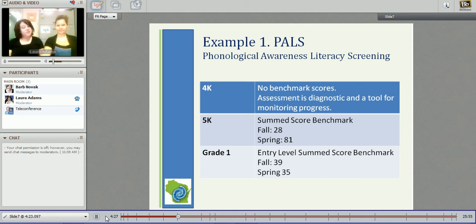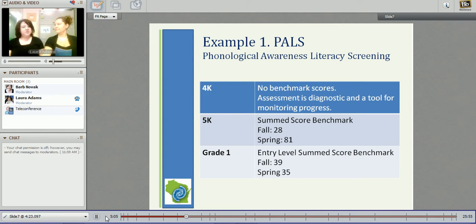So let's begin with our first example of a piece of screening data that is available to all Wisconsin public schools, and that's PALS, or the Phonological Awareness Literacy Screening. PALS in 2012, 2013, 2014, that's where we are now, is being implemented in 4K, 5K, and grade 1. Next year, 2014, 2015, that'll expand to include grade 2. So what you see on your screen right now is information about entry-level scores for PALS in 4K, 5K, and grade 1. 4K is not really serving as a screener.